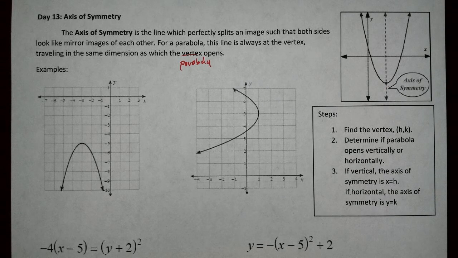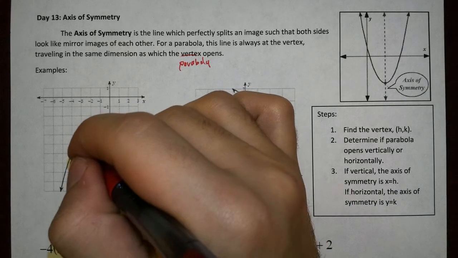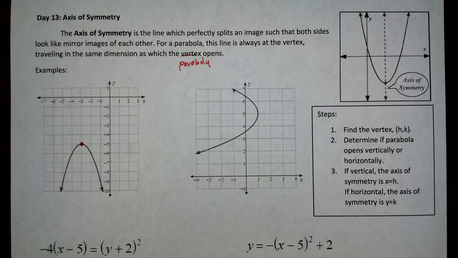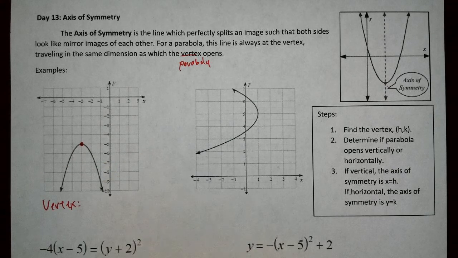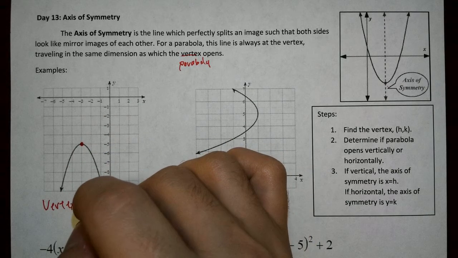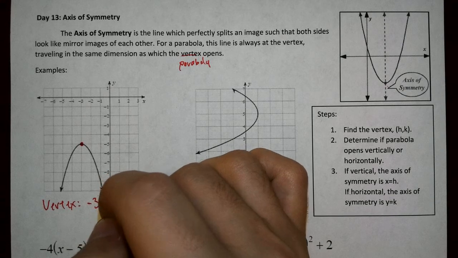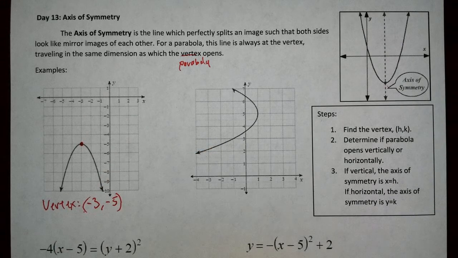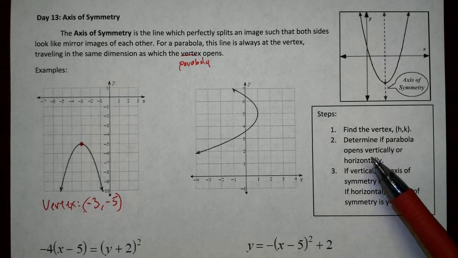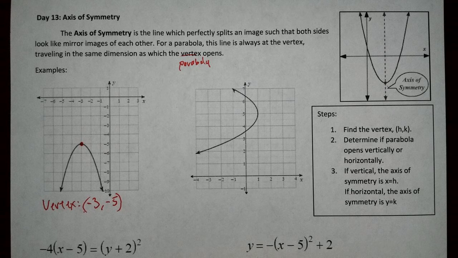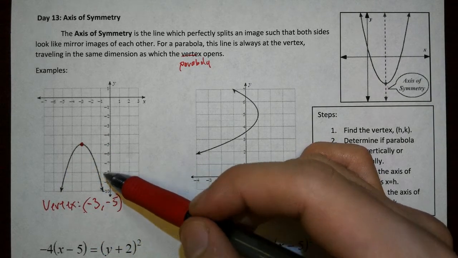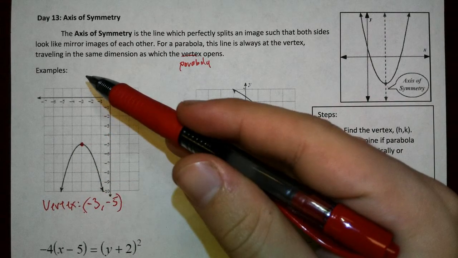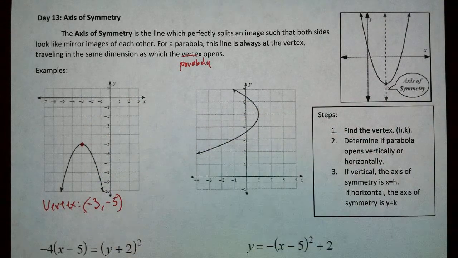So step number 1, we want to find the vertex. So our vertex is right here, and that vertex is going to be -3, -5. Alright? And now we want to go on to step 2, which is determine if the parabola opens vertically or horizontally. So we can see here that our parabola is opening vertically. It's opening downwards, but more generally it's in the vertical direction, the vertical orientation.